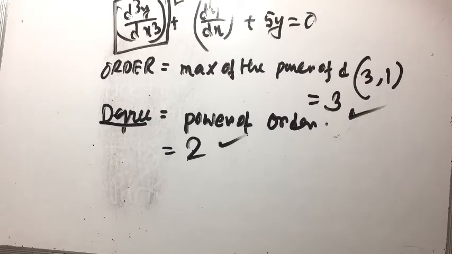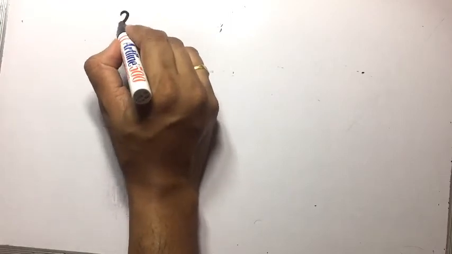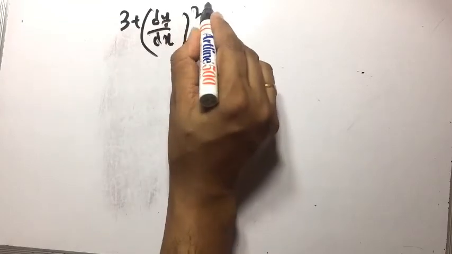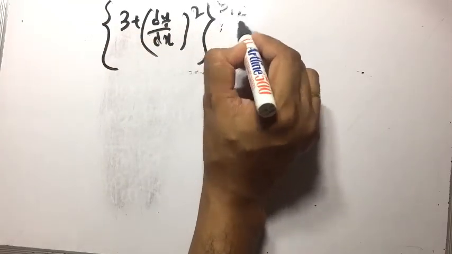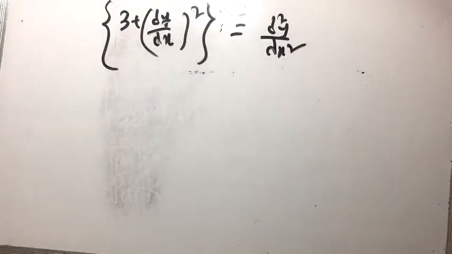Now consider another example. Suppose we have to find out the order and degree of the equation 3 plus dy by dx for the whole square to the power 5 by 2 equal to d square y by dx square. Now we have to find the order and degree of that equation.